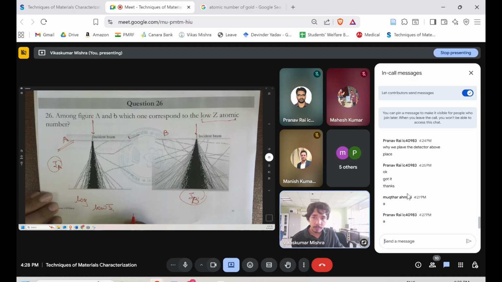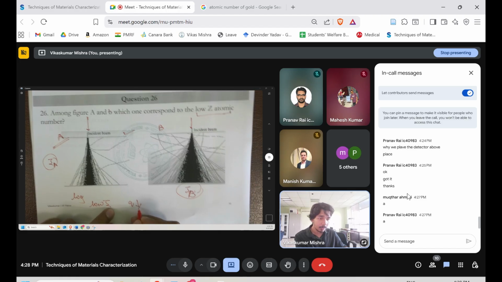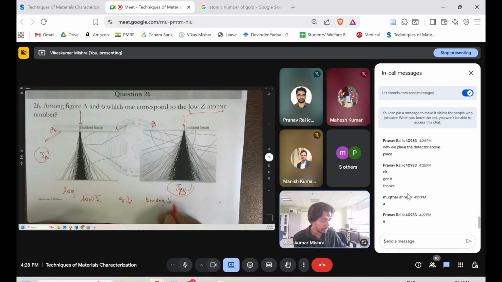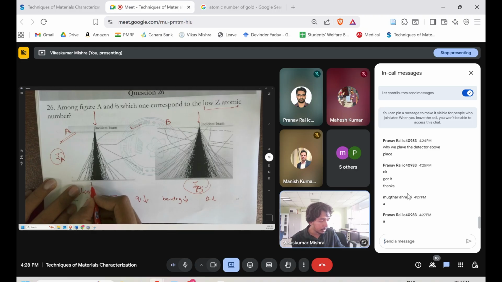Since Z is low, it means that the charge on the nucleus is decreasing. Bending will be less. Bending is less, meaning that theta will decrease. So here we can see this is low compared to this.